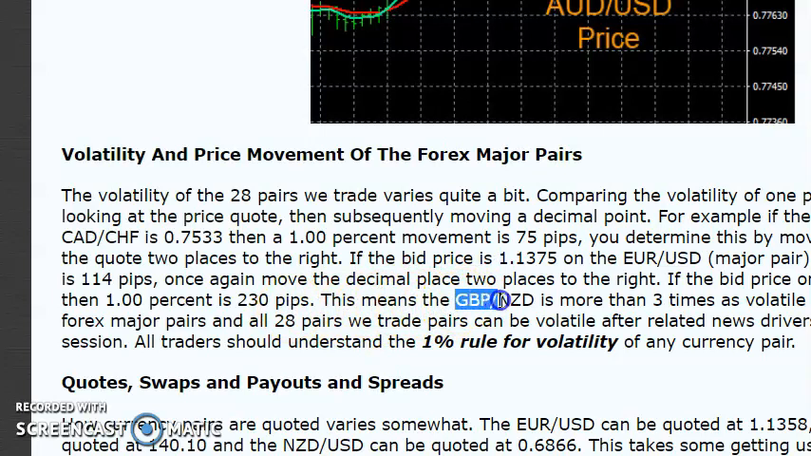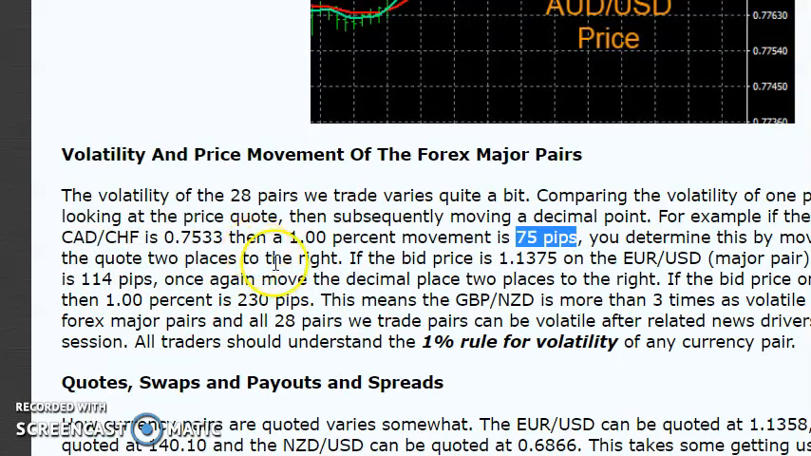One of the 28 pairs we trade is the pound New Zealand, which is much more volatile. So if you look at the quote price, 2.2986, a 1% move in the pound New Zealand is 230 pips. That is vastly different than 75 pips. It's 3 times more volatile than Canadian dollar Swiss.